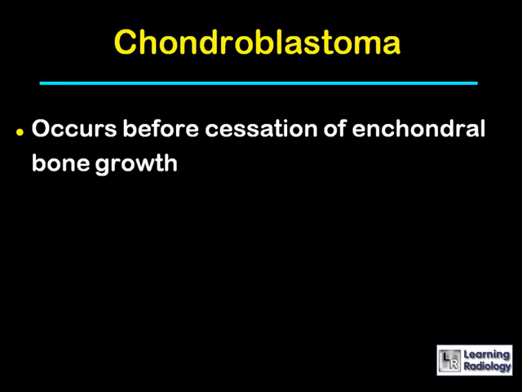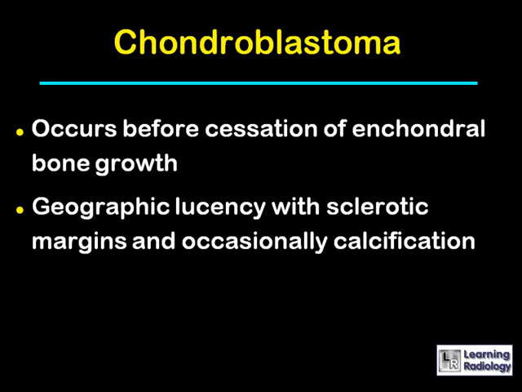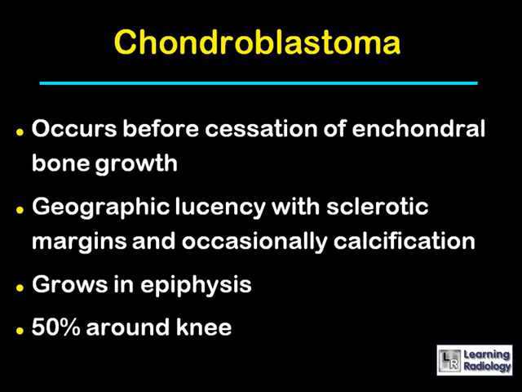Chondroblastomas occur in the epiphysis before the cessation of enchondral bone growth. They are geographic lucencies with a sclerotic margin, occasionally containing calcifications. They occur in the growing epiphysis, and 50% of them occur around the knee. A similar appearing lesion in an adult is usually a giant cell tumor.